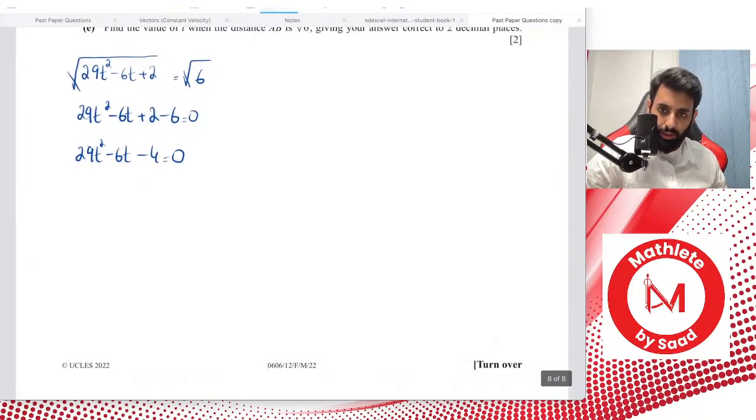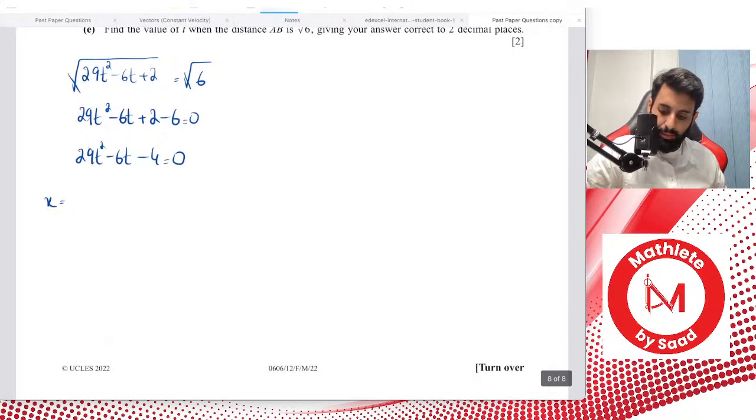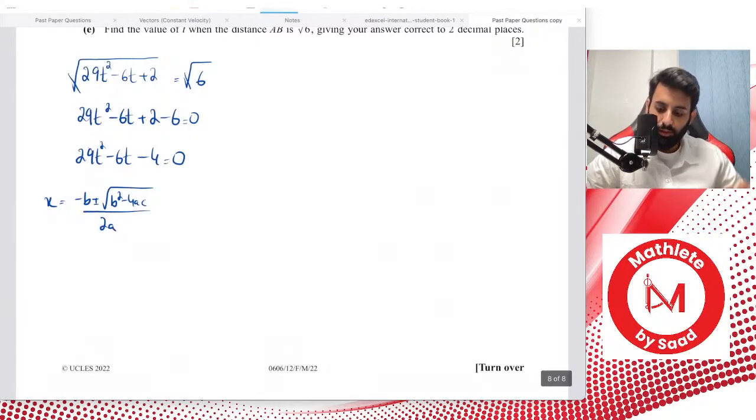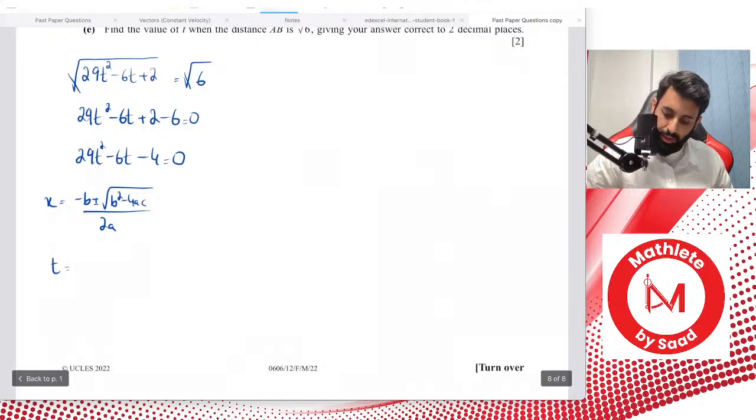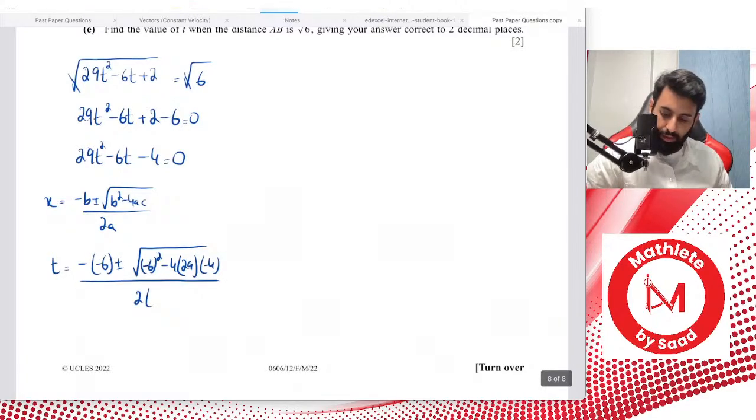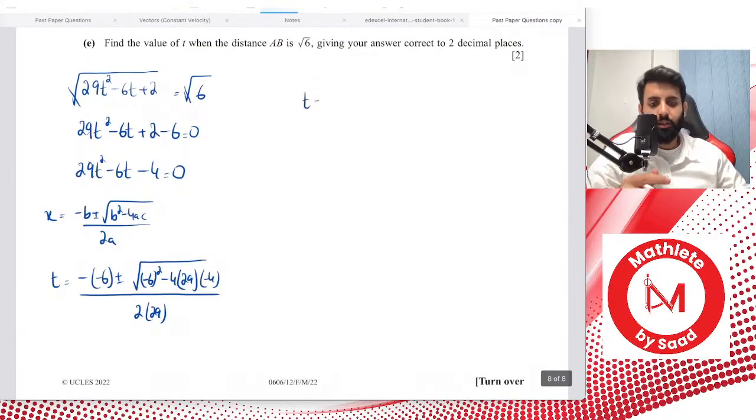For this, we'll have to use the quadratic formula, which I hope you guys remember. Minus b plus minus square root of b squared minus 4ac, upon 2a. So let's solve this. t is equal to minus minus 6 plus minus square root of minus 6 squared minus 4 into 29 into minus 4, divided by 2 into 29. I'm going to use the calculator just to be on the safe side. And if you use the calculator and solve this equation, let's see what you get.